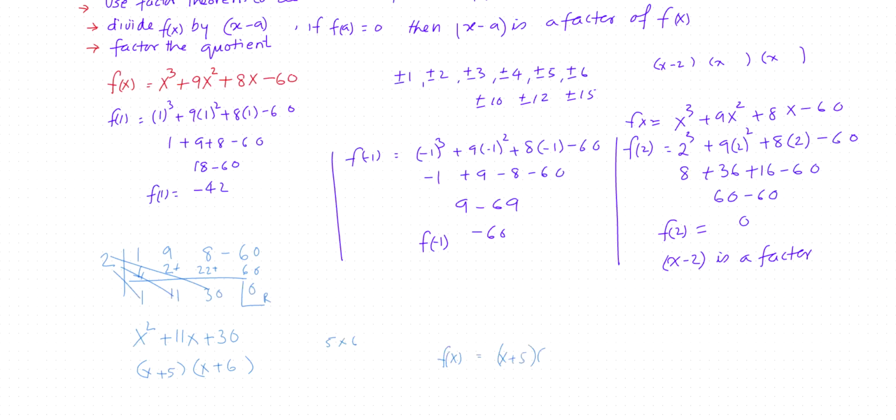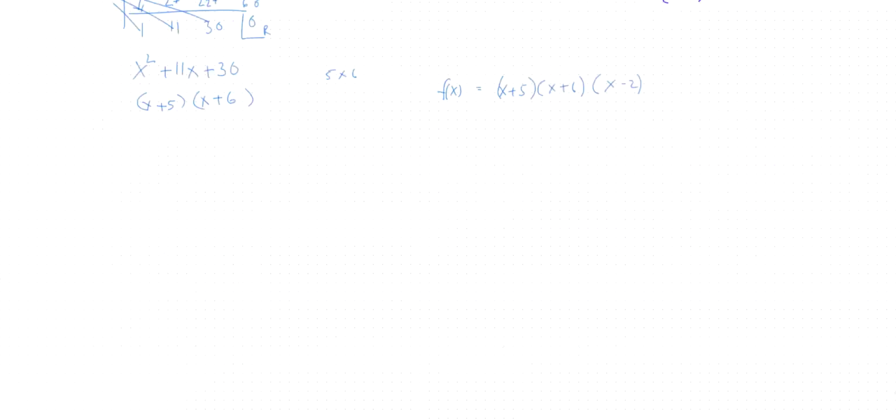And x minus 2 are the factors of this polynomial. Clear? Okay, next question, we'll do one more. Take a little darker one.